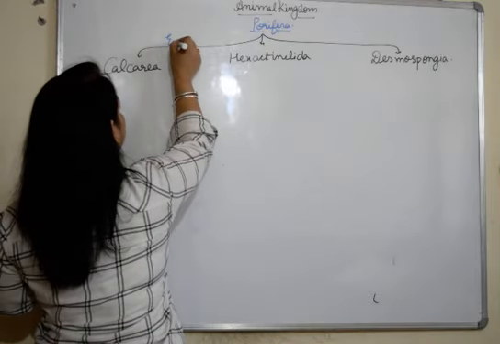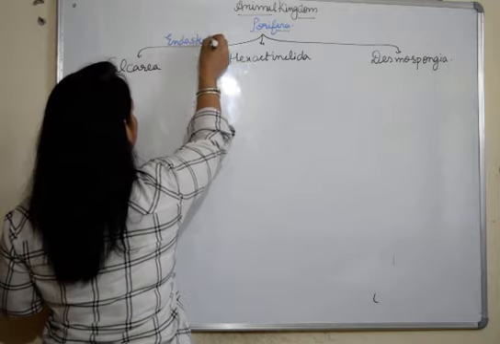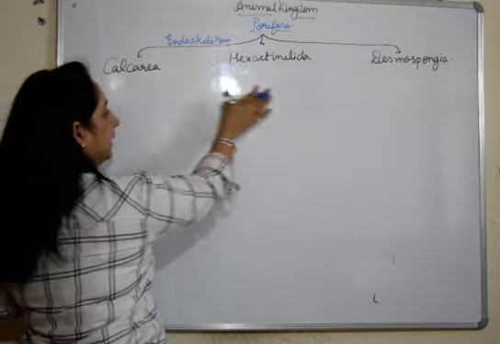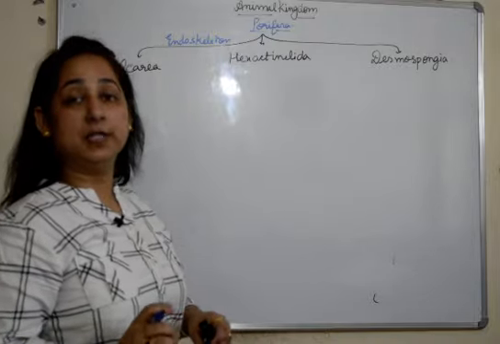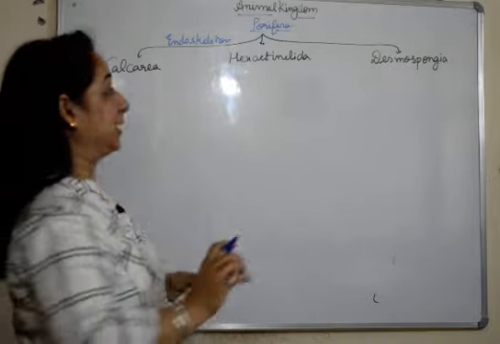Now the poriferans are divided on the basis of spicules present, or you can say on the basis of the endoskeleton. They are divided into calcarea, hexactinellida and demospongiae. These are the three divisions of poriferans on the basis of the skeleton present.